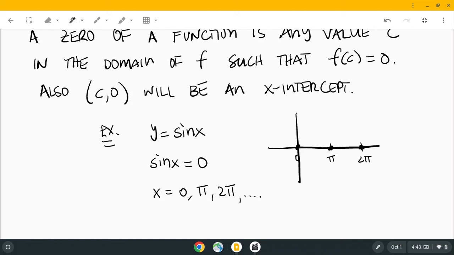All right, so that's it for part 1. That's how you graph the basic sine function. In the next one, we are going to take a look at how to graph cosine. I will see you in the next one.